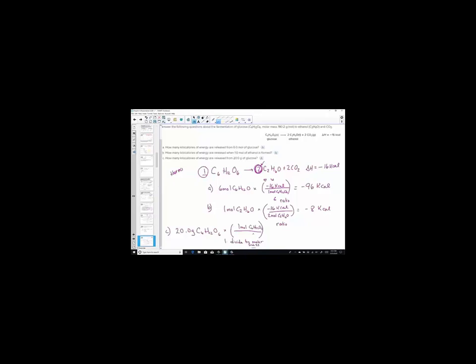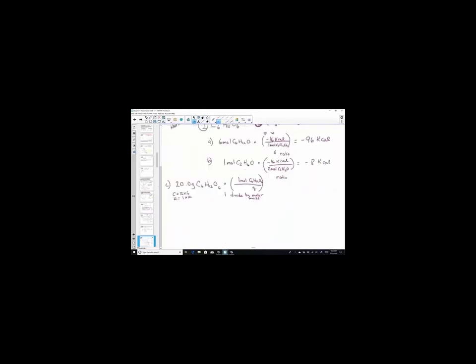C6H12O6. I know carbon has a molar mass of 12, and I see 6 of them in the formula. Hydrogen has a molar mass of 1, and there's 12 of them in the formula. And oxygen has a molar mass of 16, and there's 6 of them in the formula. So I'm going to count 12 times 6 plus 12 plus 16 times 6, and you find a molar mass of this sugar molecule as 180 grams.